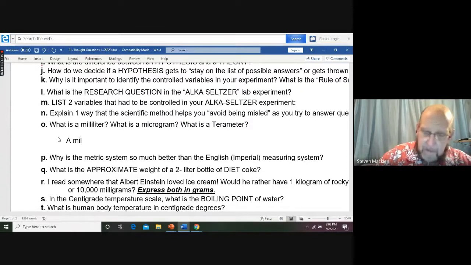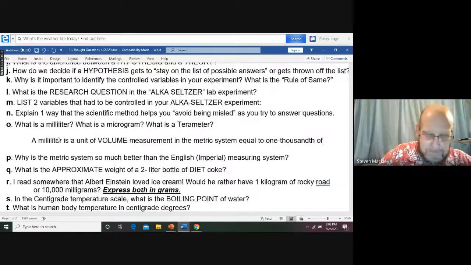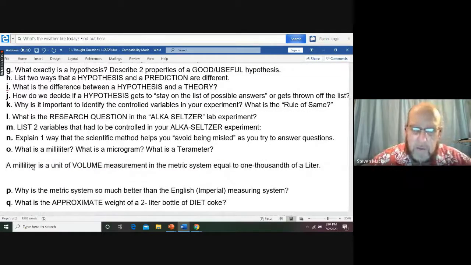A milliliter is a unit of volume measurement in the metric system equal to 1,000th of a liter.